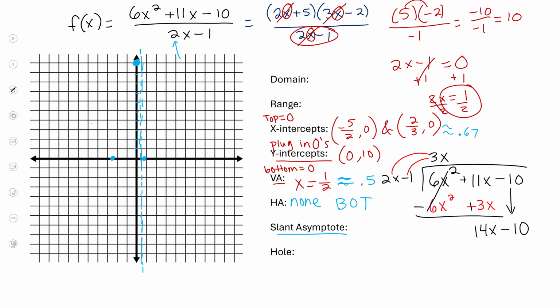Next, 2 times what will give you 14? Or 2x times what will give you 14x? The answer is 7. You can just stop there because that's your answer. Y equals 3x plus 7. So I'm going to graph that up 7. 1, 2, 3, 4, 5, 6, 7 right here. And your slope is 3. So up 1 over 3. I can also go this way. Okay, so this is your slant asymptote.